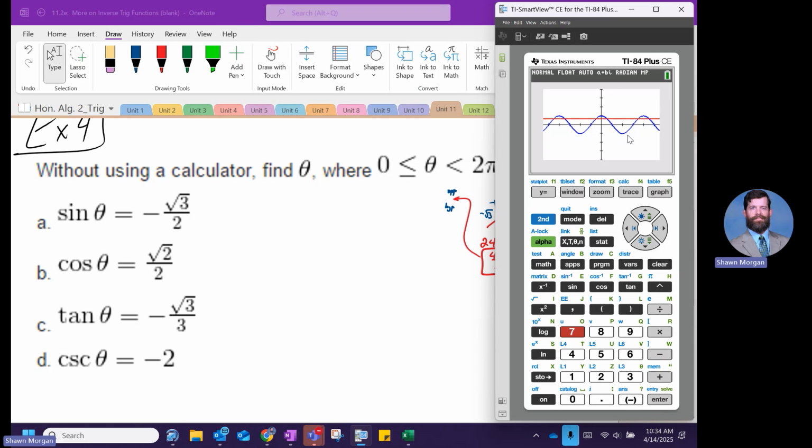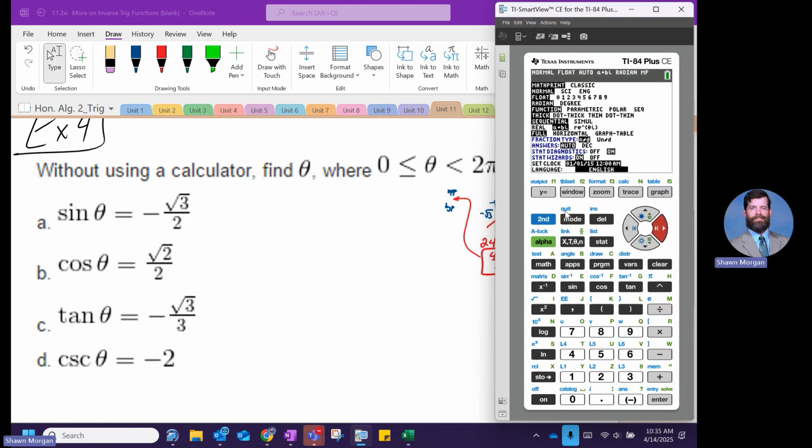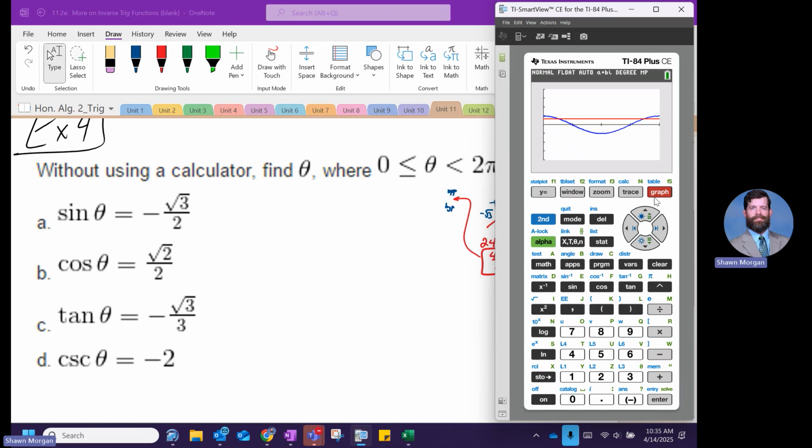Overall, how many times would it hit this function? Infinitely many, but I'm really only concerned with going from 0 to 2 pi, but I'm going to do 360. We'll do 0 to 360. I'm going to do it 90. And let's change our mode back into degree mode since I'm a degree man. And I'm going to hit graph. And how many times does it hit? It hits it twice. Mario, what was that syntax again?